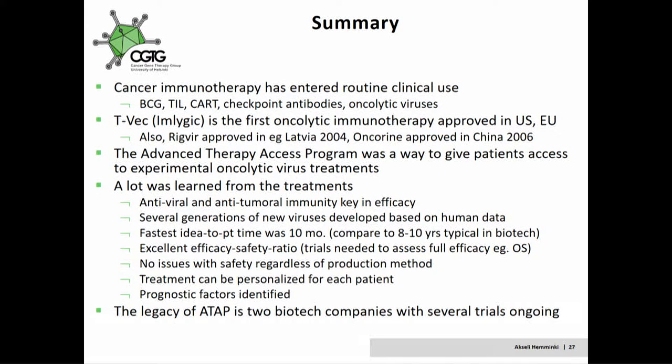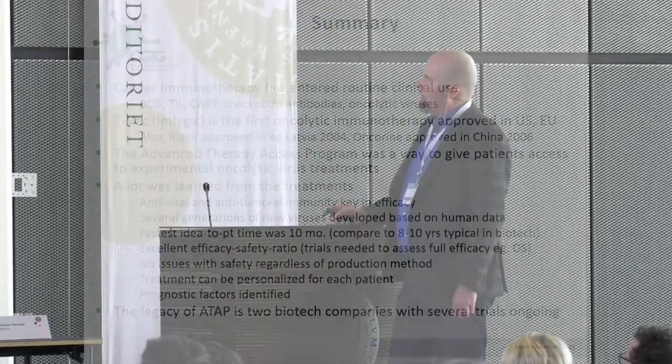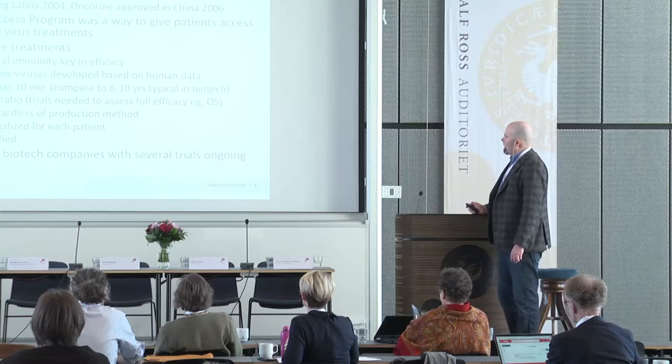So to summarize, and in fact, I don't see it here on this screen, so I'm going to have to come up here. Cancer immunotherapy has entered routine clinical use. There are many classes of immunotherapy drugs out there. There's one oncolytic virus, which is approved in the US and EU. There are also two other ones: one is approved in China, and then there's an interesting drug, which was approved during the Soviet Union. None of those trials have been published in English, but it's nevertheless approved in Latvia and I think three other Eastern European countries.